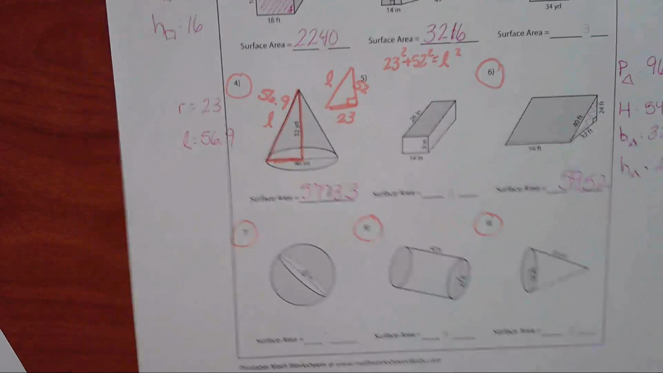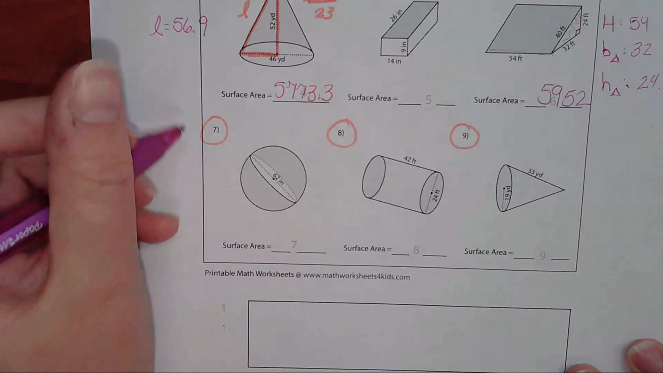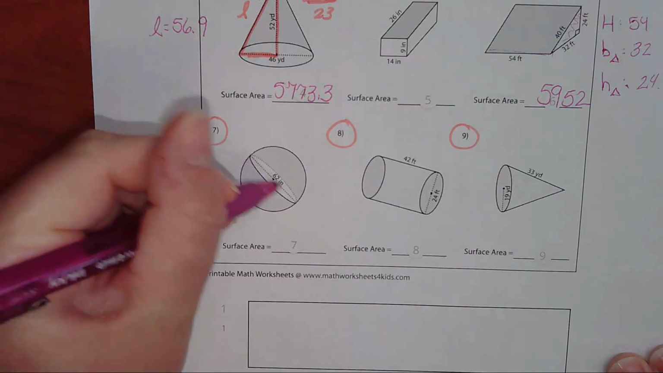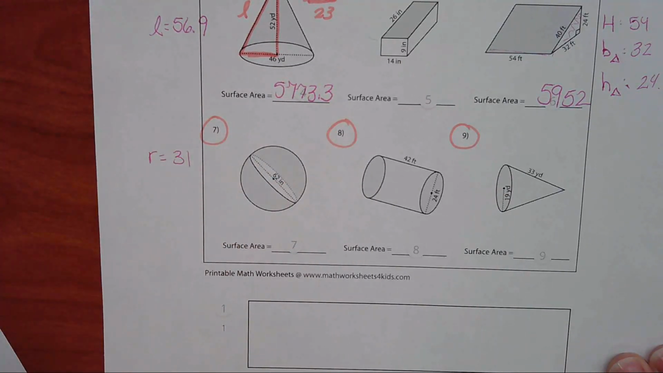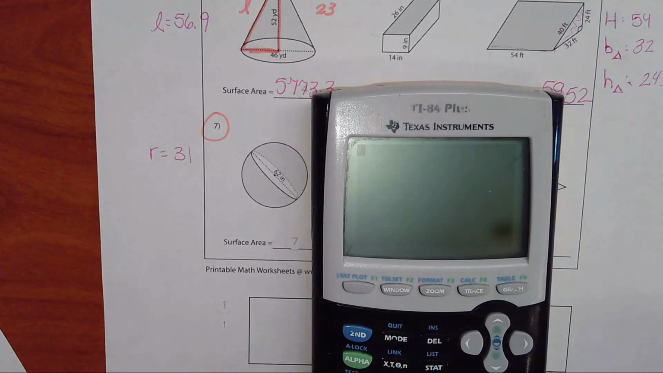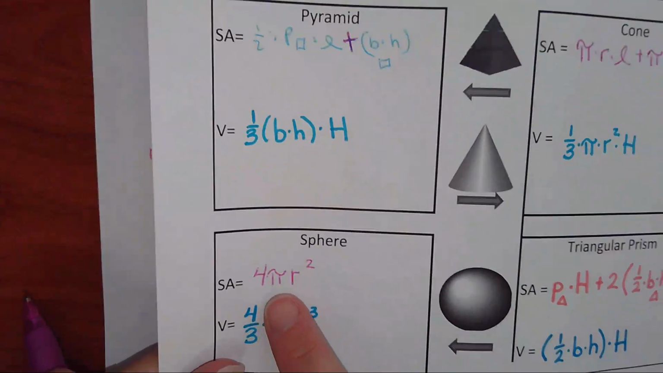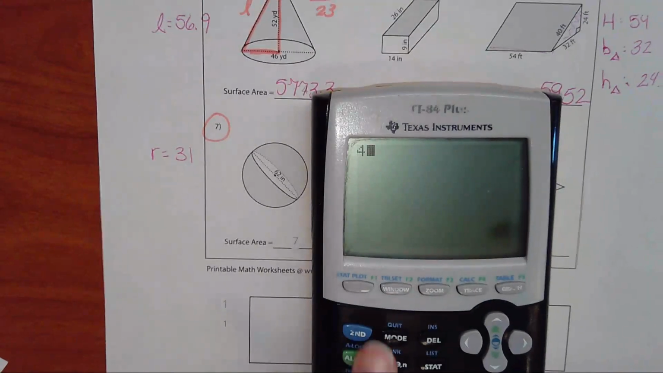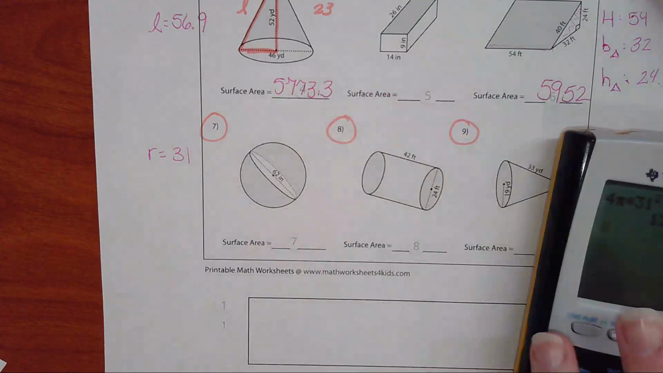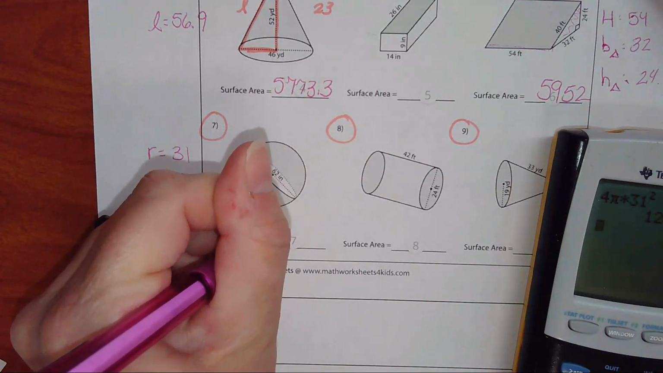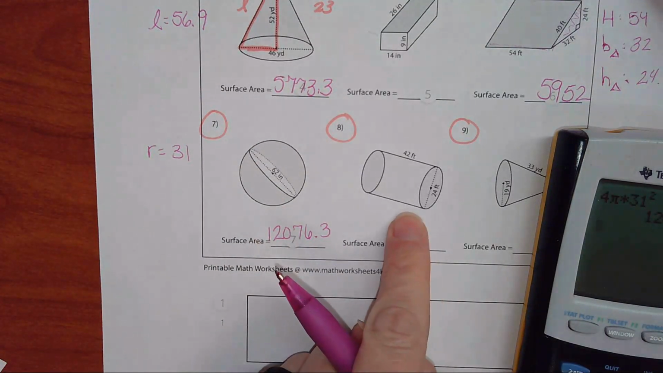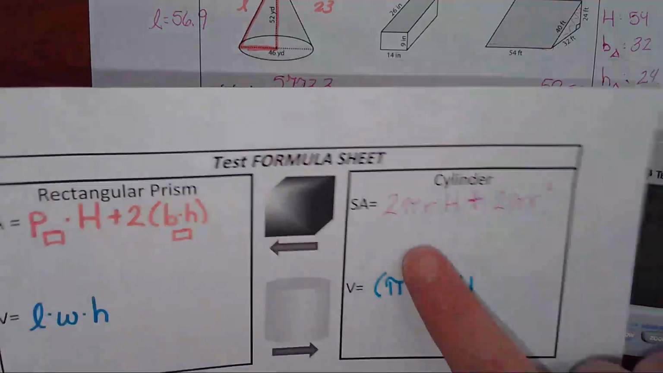I think for a sphere, you guys should be okay. For a sphere, you just need to know the radius. Radius is half of that, so that'd be 31 for the radius. And then when you plug into the formula, the surface area of a sphere is just 4 pi r squared. So 4 pi times 31 squared. That's a big number. 12076.3.